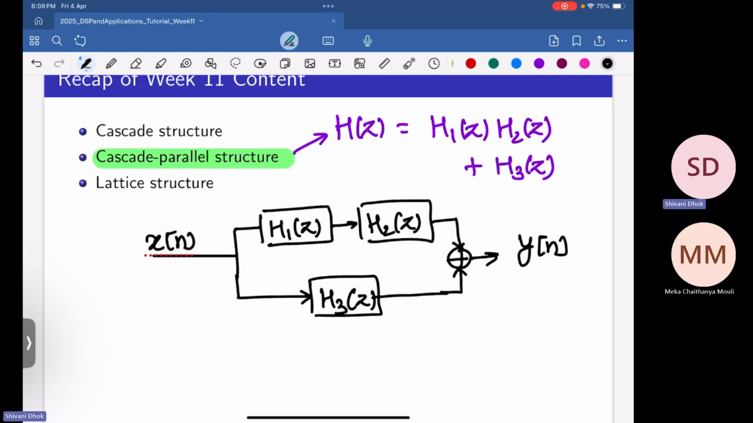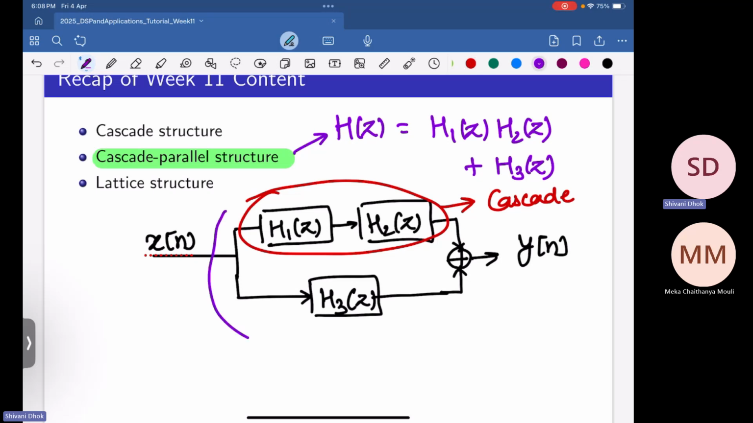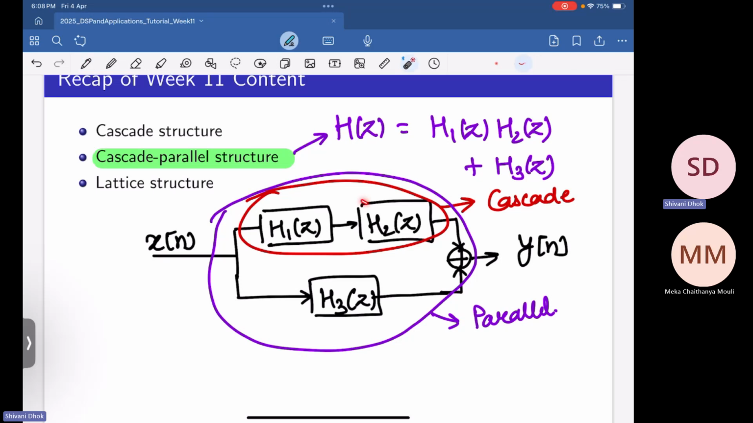This part here is realized in a cascade form, and this total part is known as parallel realization. You have connected this and this in parallel, similar to our circuit theory. So this part and this part are connected in parallel, and these two are connected in cascade. That's why this particular realization method is known as the cascade parallel structure.